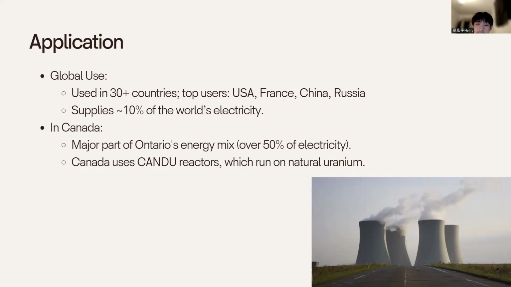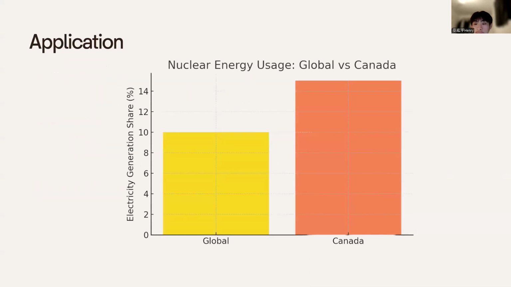And Canada uses CANDU reactors, which have the advantage of using natural uranium, which is in the photo on the bottom right corner. And here's a comparison of nuclear energy usage globally versus Canada, where Canada is about 4% higher than the global figure.